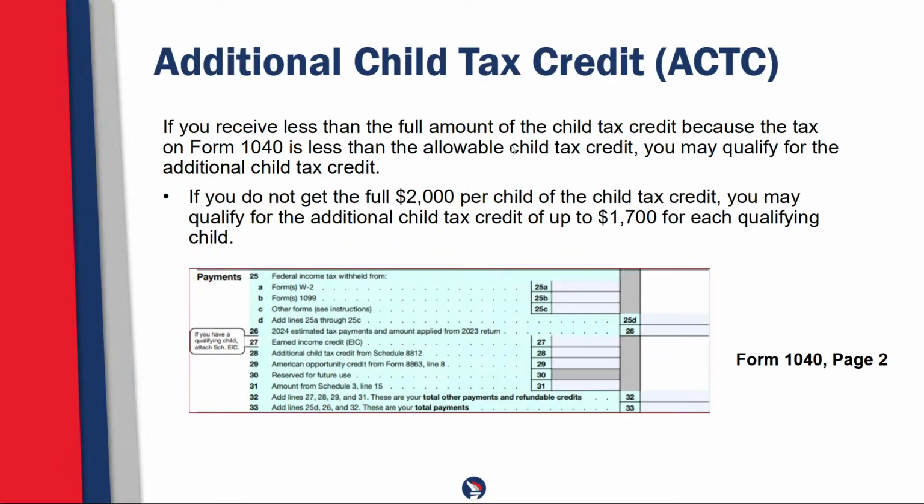If you receive less than the full amount of the child tax credit because the tax was less than the credit, you may qualify for the additional child tax credit. If you do not get the full $2,000, remember, of child tax credit, you may be able to qualify for the additional child tax credit. That's up to $1,700 for each qualifying child.